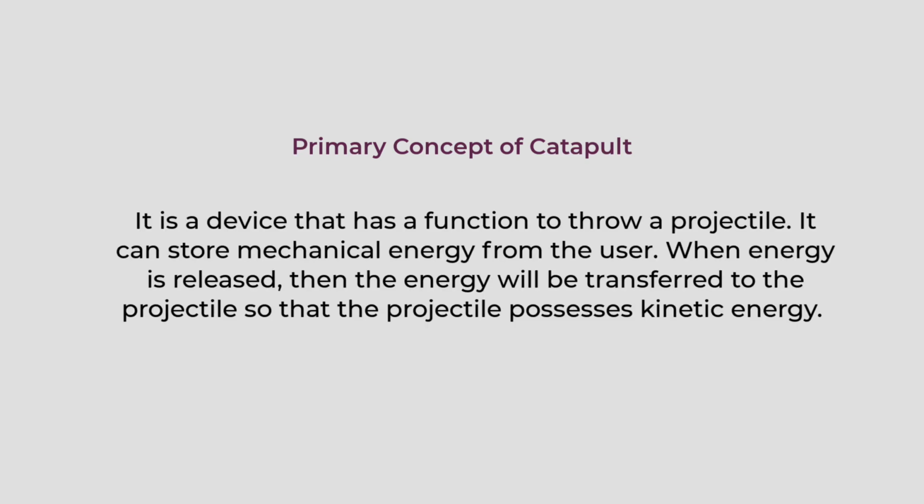The primary concept of a catapult is, it is a device that has a function to throw a projectile. It can store mechanical energy from the user. When the energy is released, then the energy will be transferred to the projectile so that the projectile possesses kinetic energy. That is the primary concept of the catapult. These three sentences describe what a catapult is in terms of function and operation. Additionally, if you observe closely, the primary concept of the catapult not only describes its function and operation, but also clearly identifies its interactions. In this case, the catapult interacts with the user and the projectile.